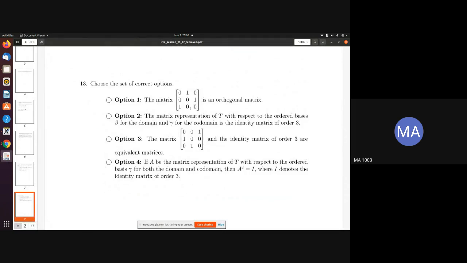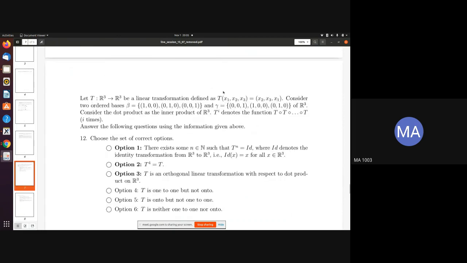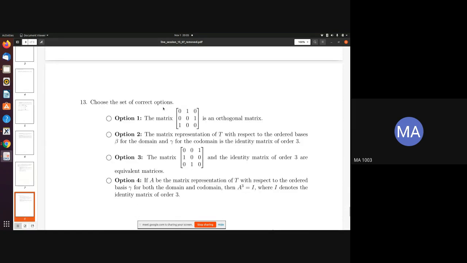So basically, what I was saying: if we express the matrix representation of T with respect to beta, that will be an orthogonal matrix, right? Because this is an orthonormal basis. So if you express this, you will get some matrix like this, and you can conclude that option 1 is correct. So that will give you the idea. You don't have to check the matrix multiplication here for orthogonality. You can write AAT, but you really don't have to check that.